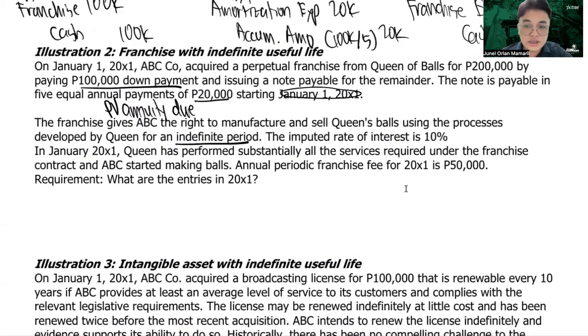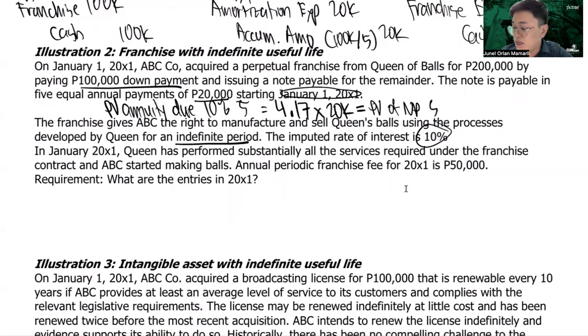The rate is found at the next sentence, 10%. And the period, 5 equal payments of 5. So the factor would be, if you look at the amortization or the present value table, that would be 4.17. Multiplied by the 20,000 periodic payment, the present value of notes payable would be 83,400. The down payment is 100,000. So the value of our franchise is 183,400.